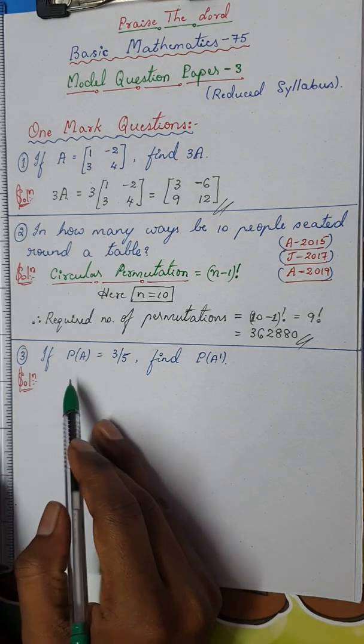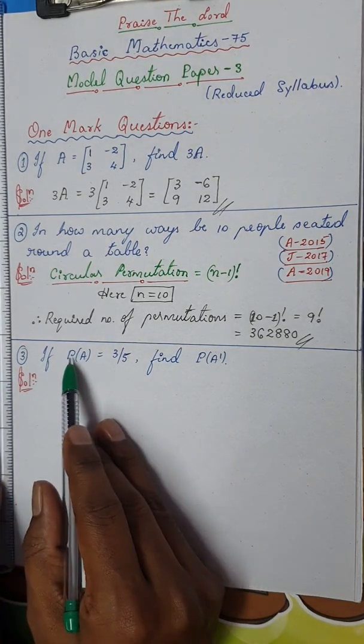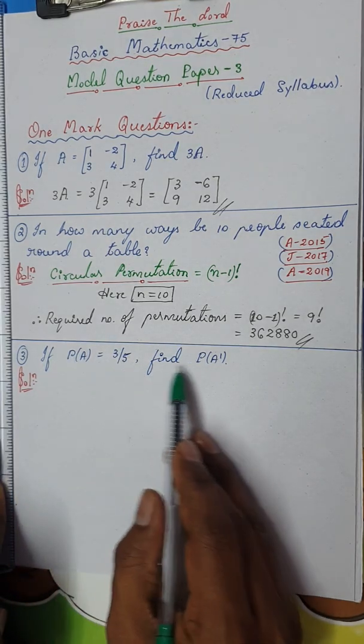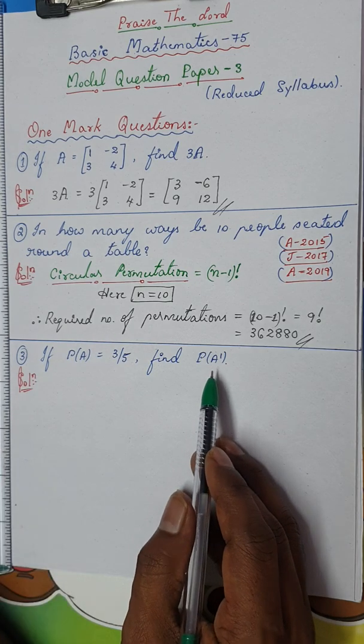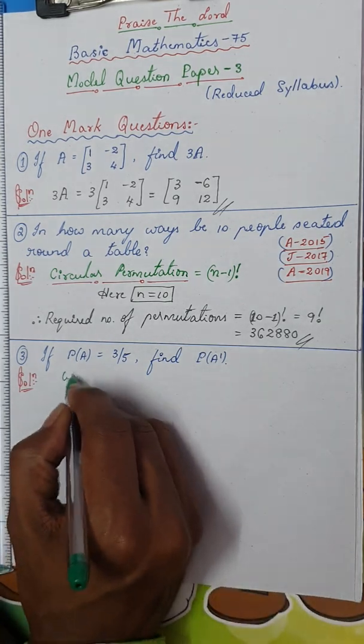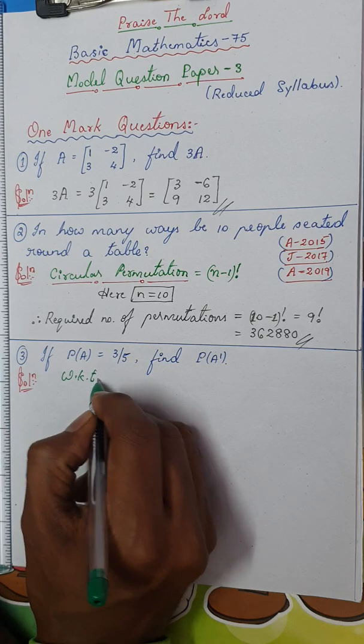The third question is a straightforward question. If P of A, probability of an event, is 3 by 5, find the probability of the event not happening, that is probability of A dash. What is the formula? We already know that.